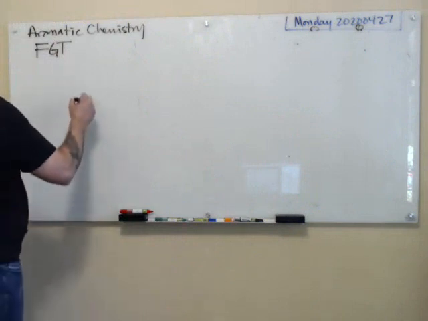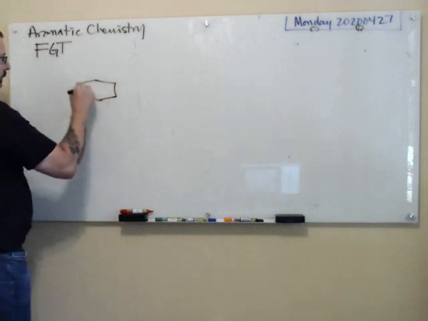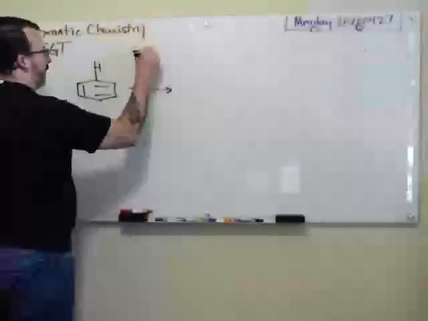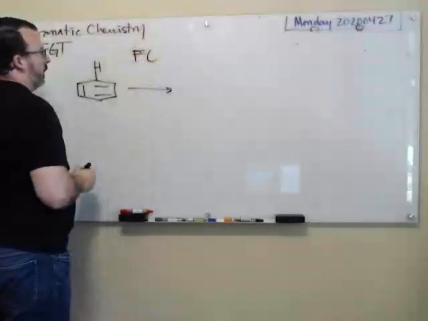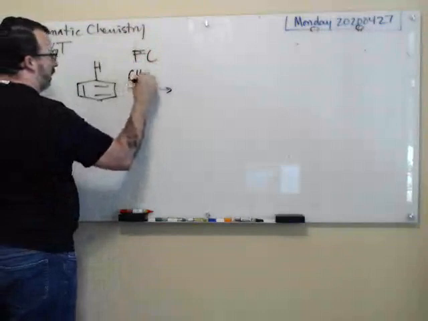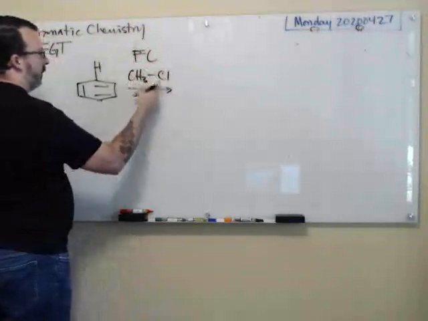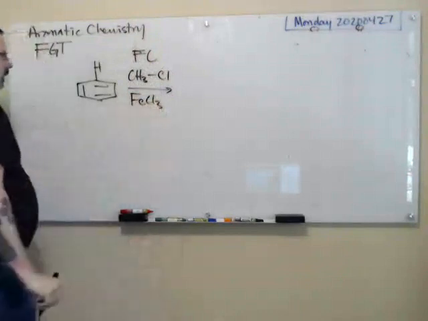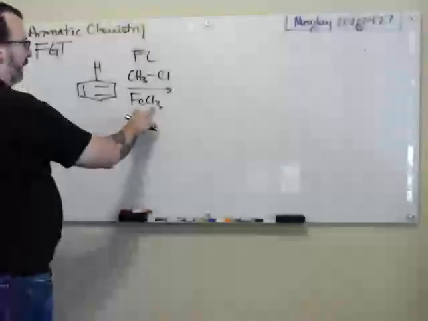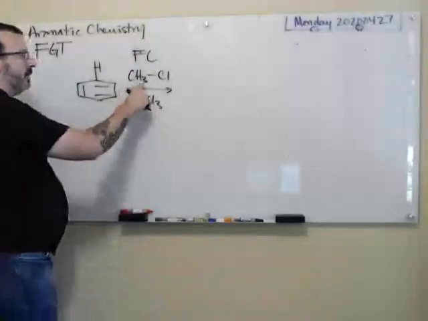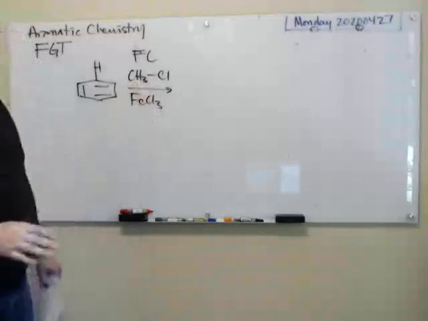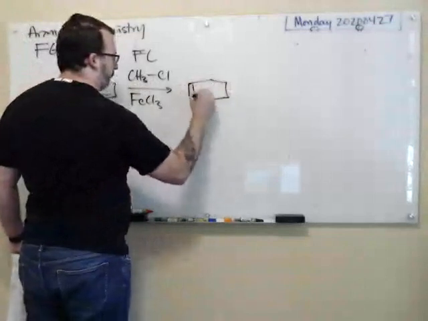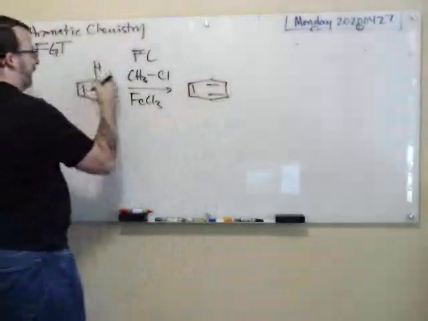So say we're starting with benzene. We're going to do a Friedel-Crafts alkylation, say with methyl chloride and iron trichloride. Note this is a primary or methyl halide. This is the only one you can use that will not rearrange. That was a big topic last time we met. We're substituting H for methyl.